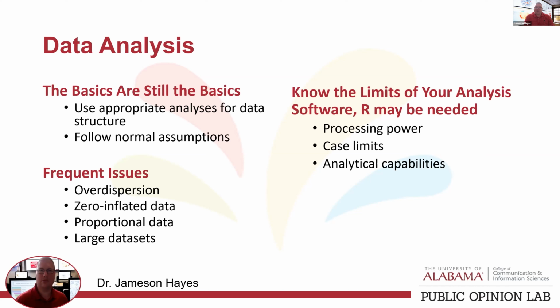Follow your normal assumptions. Some things that you're going to run into quite a bit with social data is overdispersion. If you pull a set of tweets, a lot of them are going to have 0 likes, and some of them are going to have 1,000 likes. That's going to lead to overdispersion of your data. It's also going to lead to zero inflation, which means you're going to have to do different zero-inflated analyses. If you're dealing with proportional data like LIWC, that means you can't use regular regression. You have to use beta regression, right? So think about those things, and you're going to have quite large data sets.